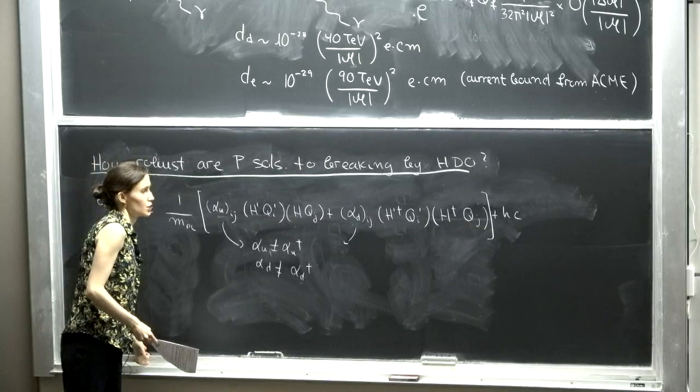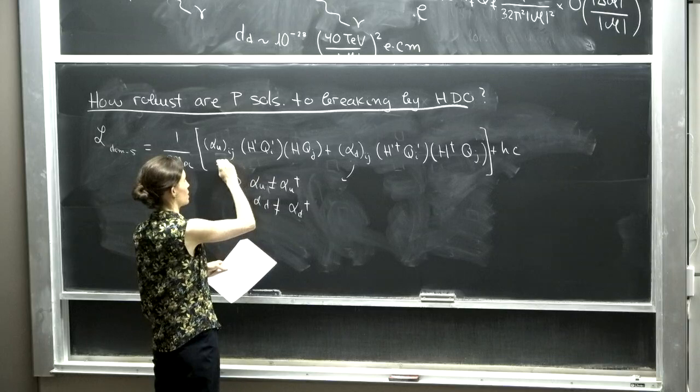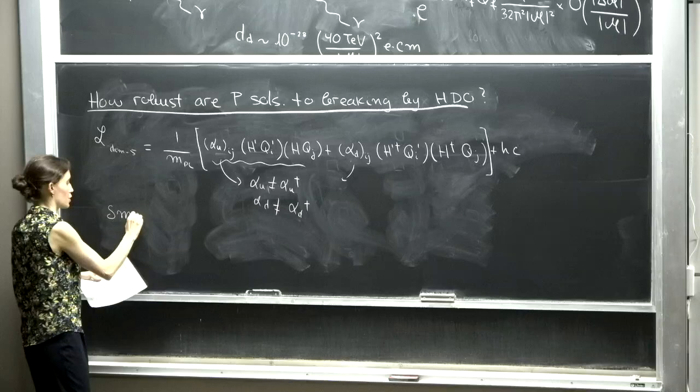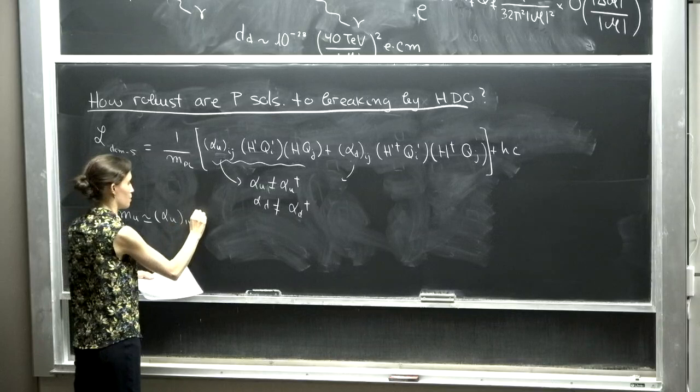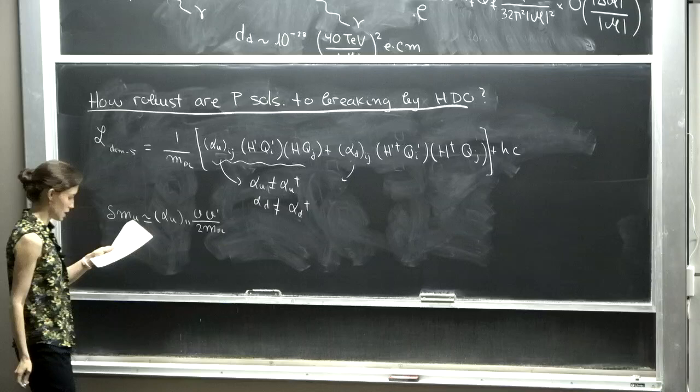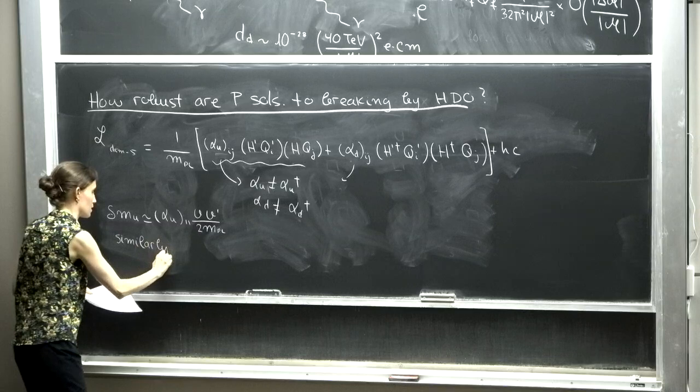Once the Higgses get their vacuum expectation value, this first term leads in particular to an additional contribution to the up quark mass, that parametrically is given by the 1-1 component of this matrix, B B prime, suppressed by twice M Planck. And similarly for the down quark.